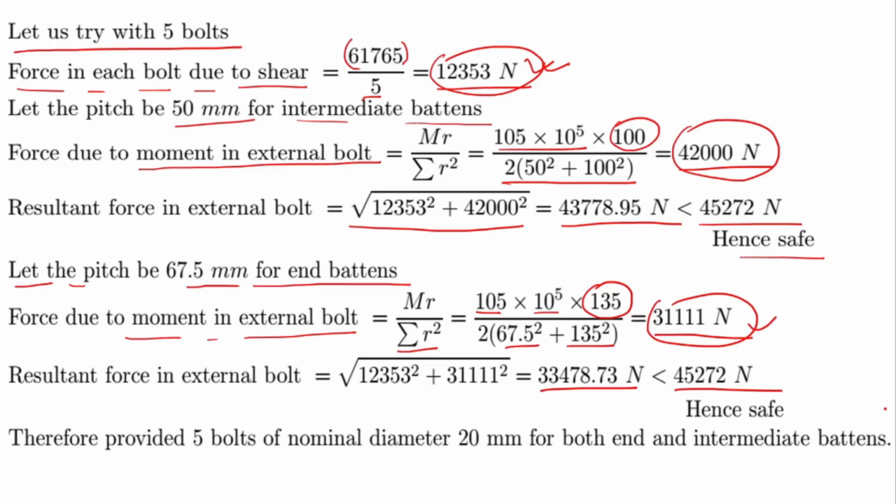So we shall provide 5 bolts of nominal diameter 20 mm for both end and intermediate battens. So this is the design of the bolted connection for the battens. Today in this video lecture we have discussed the design of battened built-up column.